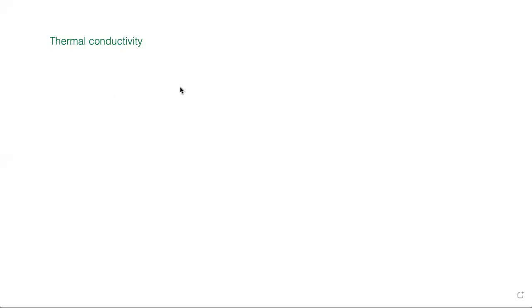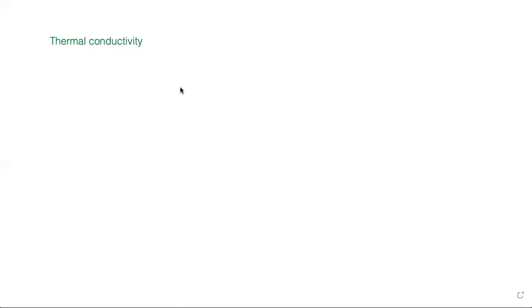And previously we already discussed three different ways of transferring heat energy from one point to the other. They were conduction, convection, and radiation. Because this one is thermal conductivity, it is mainly related to the conduction process.